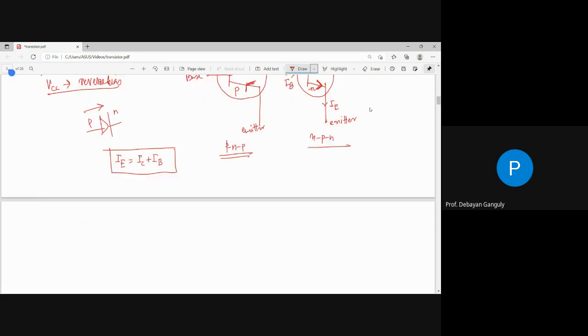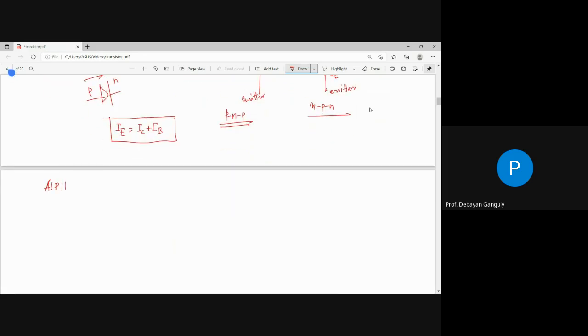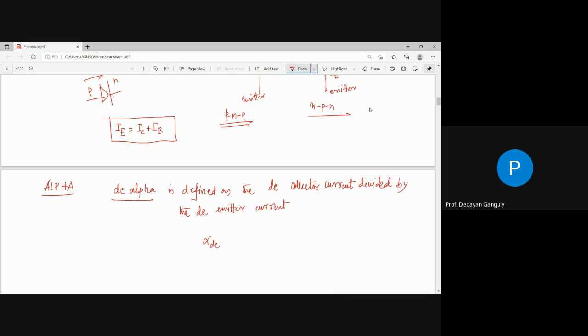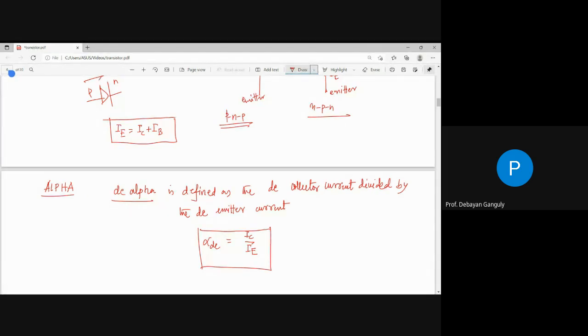And there is a quantity that is called alpha. Alpha is nothing but DC alpha, that means it will not vary. DC alpha is defined as the DC collector current divided by the DC emitter current. That means alpha DC is nothing but IC by IE. You can write alpha is the collector current divided by the emitter current. This is called the transistor's current.